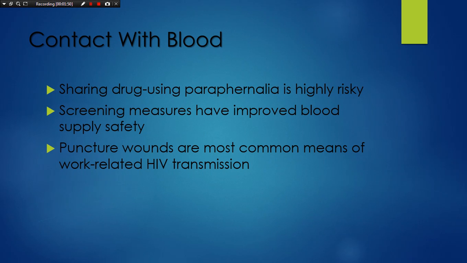Needles, syringes, and other equipment may be contaminated with HIV or other bloodborne organisms. Sharing this equipment can result in disease transmission. Routine screening of blood donors to identify at-risk individuals and testing donated blood for the presence of HIV has dramatically improved the safety of the nation's blood supply.